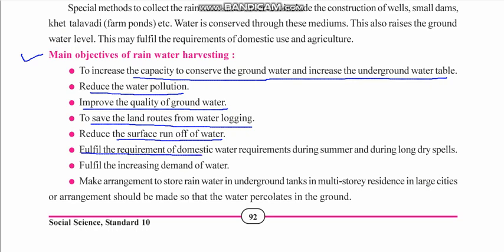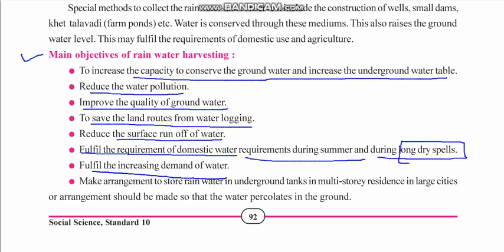Fulfill the requirement of domestic water. It will help to fulfill the domestic water requirement during summer, during a long dry spell. Okay, during summer and during a dry spell means the time when there is no rain. The time when there is no rain is considered a dry spell.